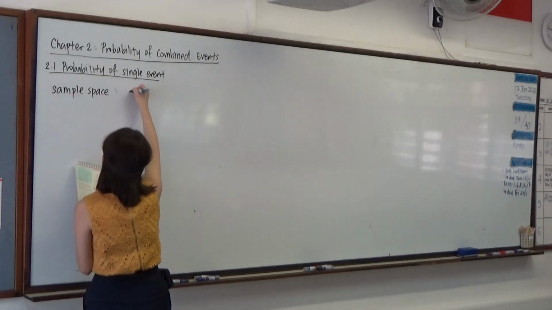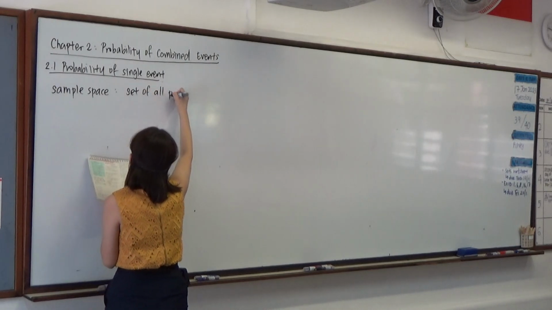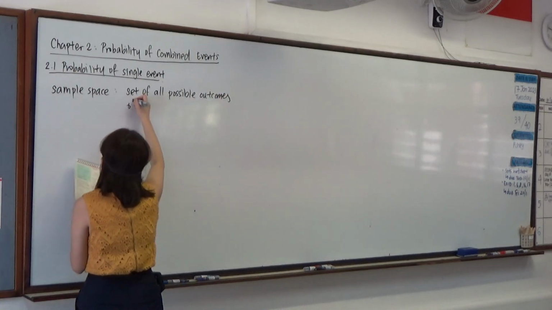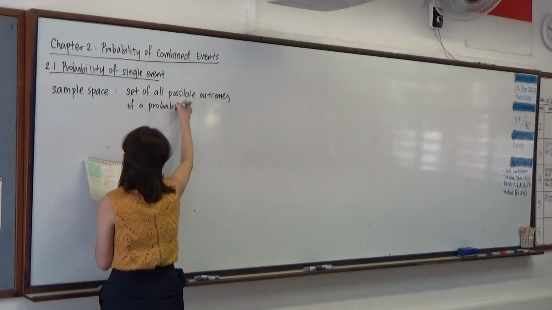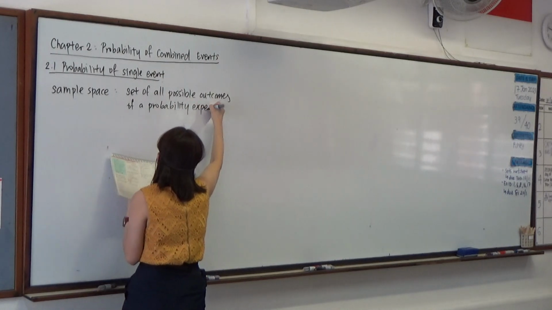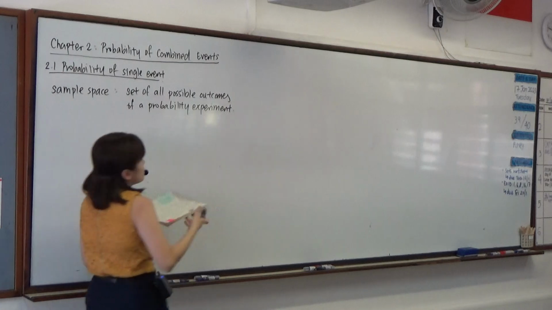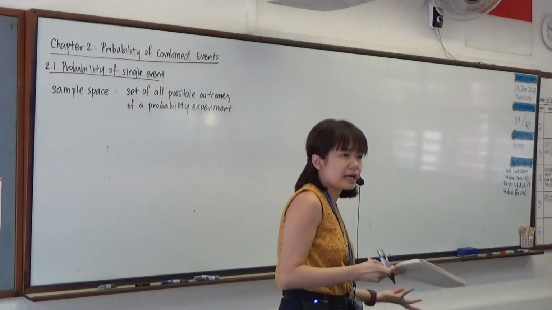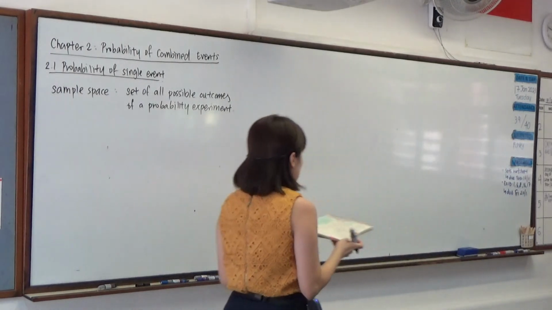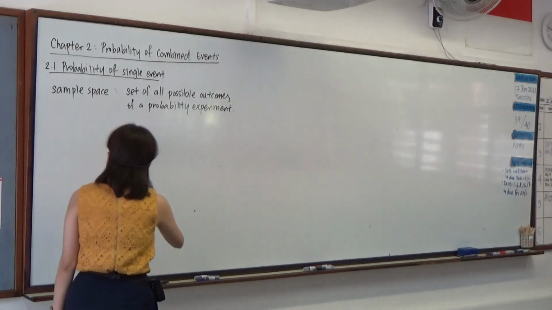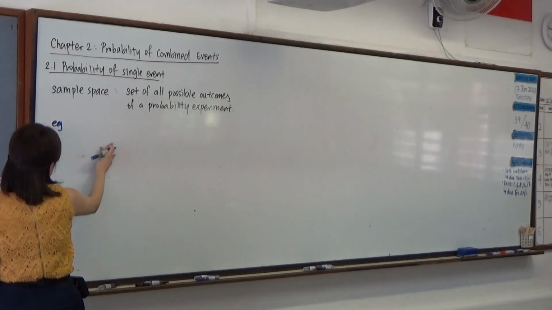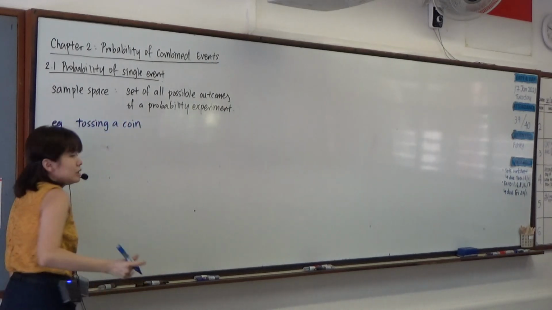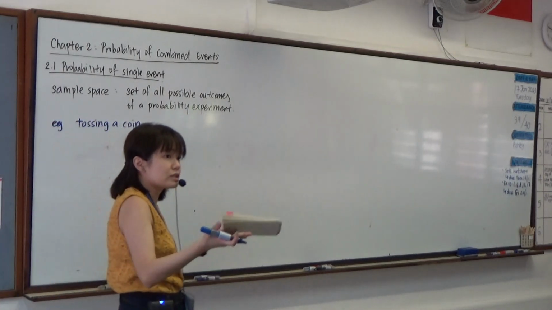Sample space is basically a set of all possible outcomes of a probability experiment. A probability experiment is anything that you use probability to guess. For example, rolling a die or tossing a coin are what we call probability experiments. As an example, for the probability experiment of tossing a coin, we know that when we toss it, there's either heads or tails only.